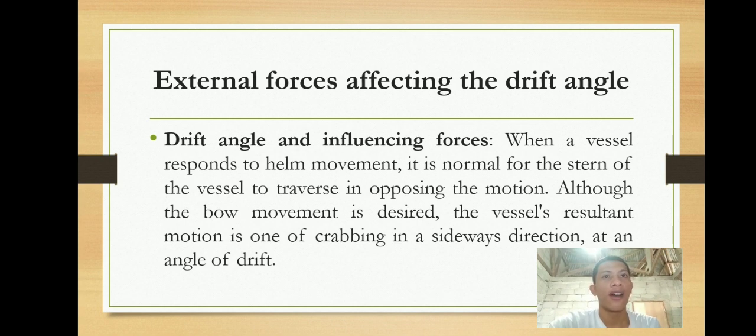So, drift angle and the influencing force. When a vessel responds to helm movement, it is normal for the stern of the vessel to be pivoting about the pivot point. So although the bow movement is the desired one, the resultant motion is one of moving in the sideways direction at the angle of the drift.